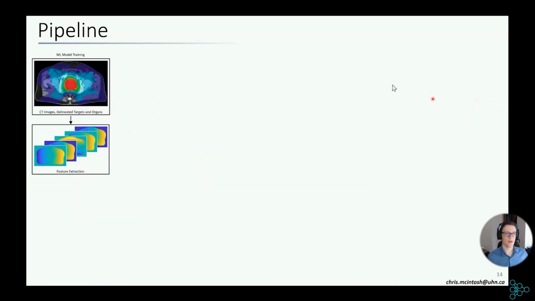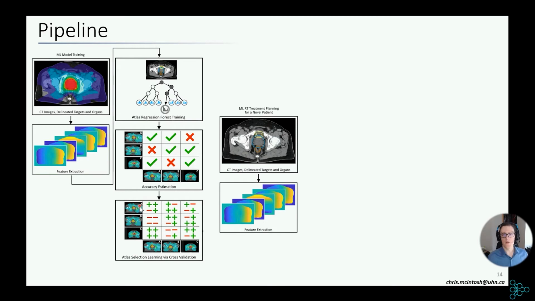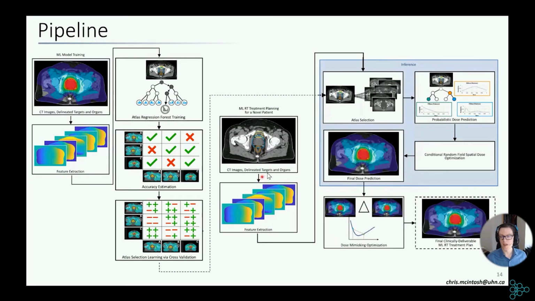Well, for a training patient, we basically have the CT image. It's been delineated and also has all the dose. We can calculate the features. We can do the Atlas regression forest training. We can do the accuracy estimation, get the features for that via cross-validation, and train the Atlas selection models. Then for a novel patient, we can do that same feature extraction step. We can combine that with the learned atlases to actually figure out which the most similar atlases are for that patient by running them through the Atlas selection framework. We can then infer the dose using a probabilistic method from all of those most similar atlases.